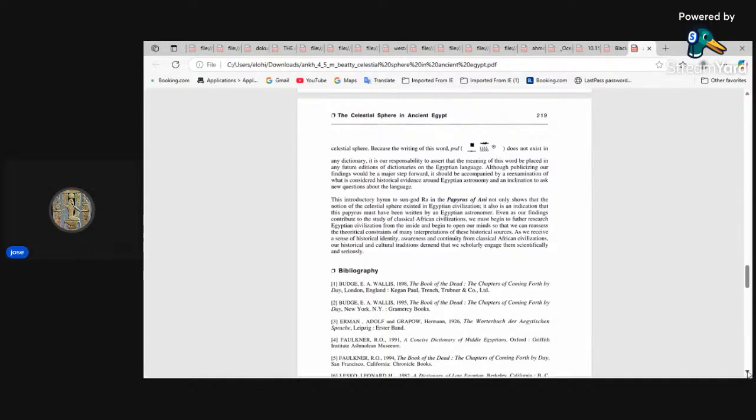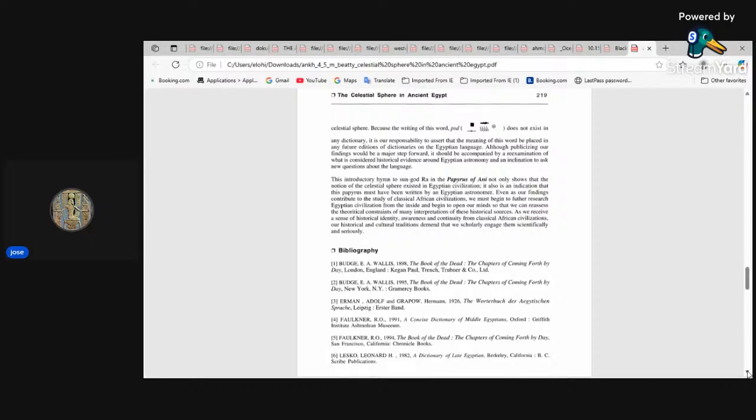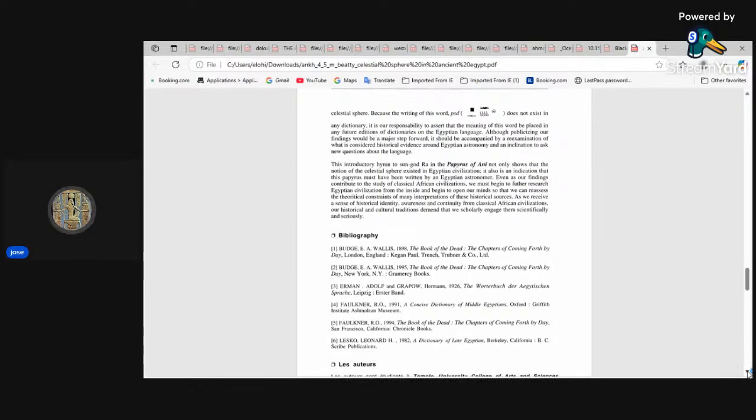This introductory hymn to the sun god in the Papyrus of Ani not only shows the notion of the celestial sphere existed in Egyptian civilization, it also is an indication that this papyrus must have been written by an Egyptian astronomer, even as our findings contribute to the study of classical African civilization.